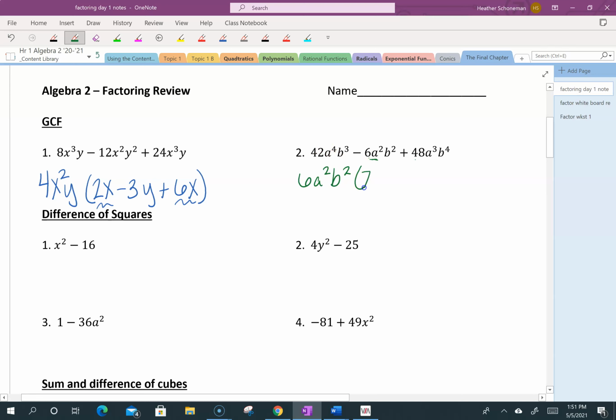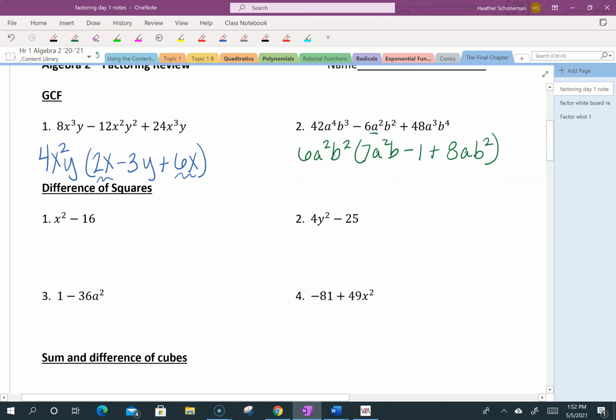42 divided by 6 is 7, and then you get a squared b minus, and here, what we're taking out in this term, they both match. And so when you divide something by itself, you get 1. And we have to have that there because we should be able to multiply these back out and get the same answer. 48 divided by 6 is 8. And then we're left with an a and b squared.